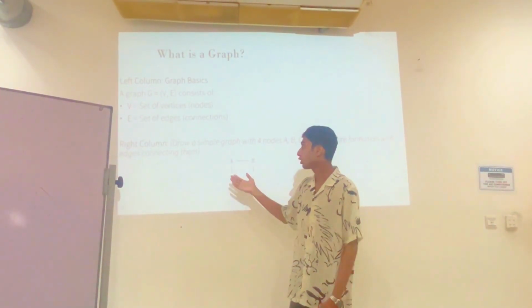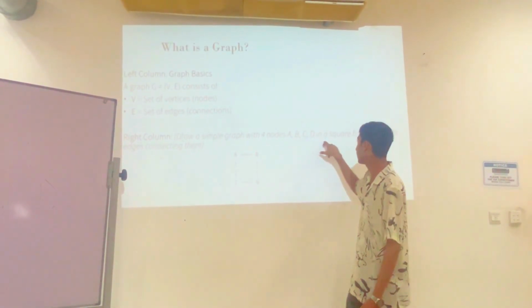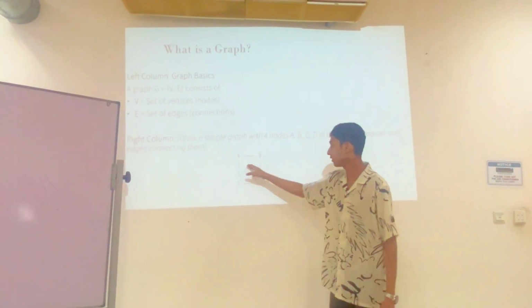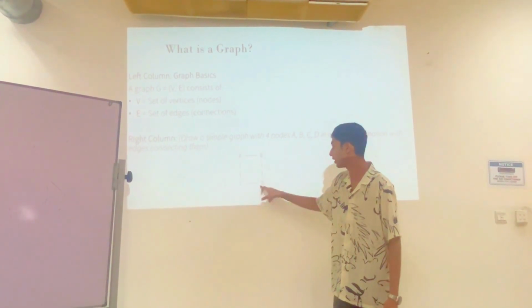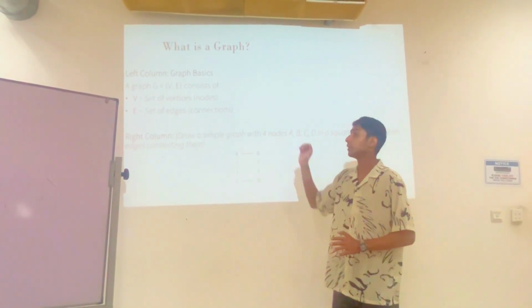In the right column, we just need to draw a simple graph with four nodes A, B, C, D in a square formation. A, B, C, D are the vertices. So this is an introduction to what a graph is.